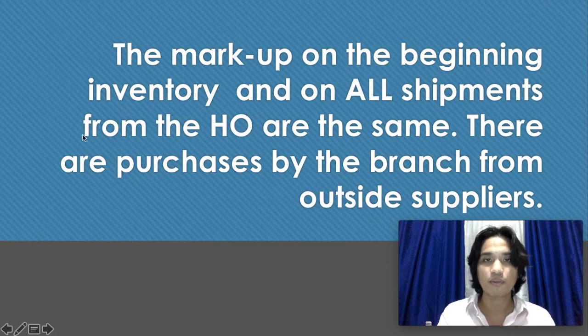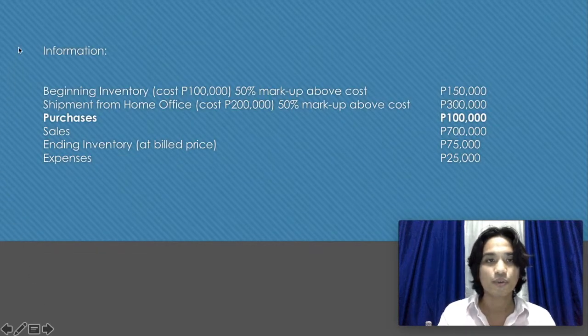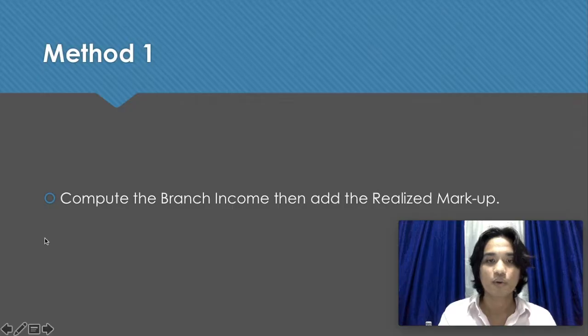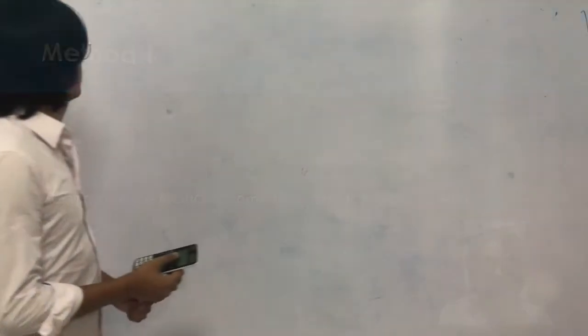Now in scenario number 2, the markup on the beginning inventory and on all shipments from the home office are the same, but there are purchases by the branch from outside suppliers. So we still have the same information, however, we added a new one. You have purchases amounting to 100,000. So compute the branch income, then add a realized markup, method number 1.